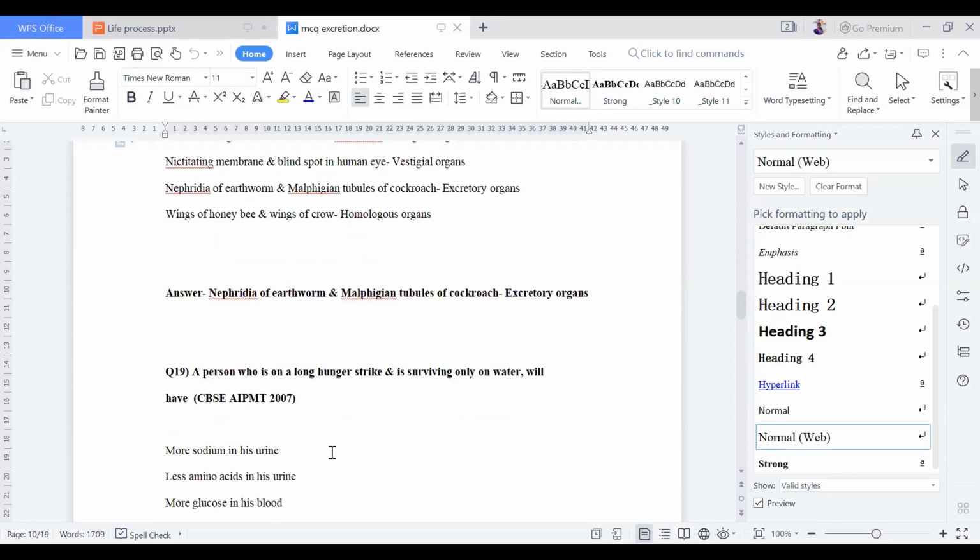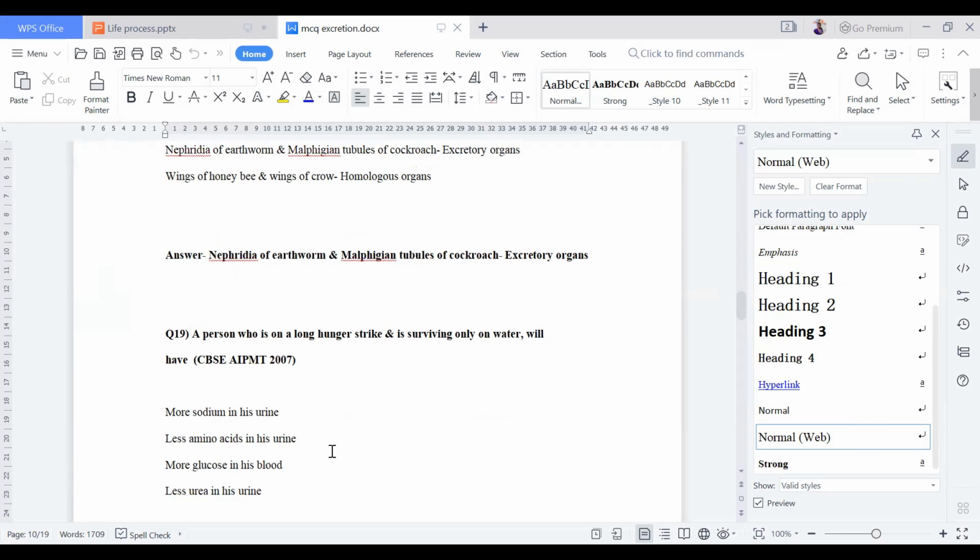A person who is on a long hunger strike and is surviving only on water will have more sodium in his urine, less amino acid in his urine, more glucose in his blood, less urea in his urine.